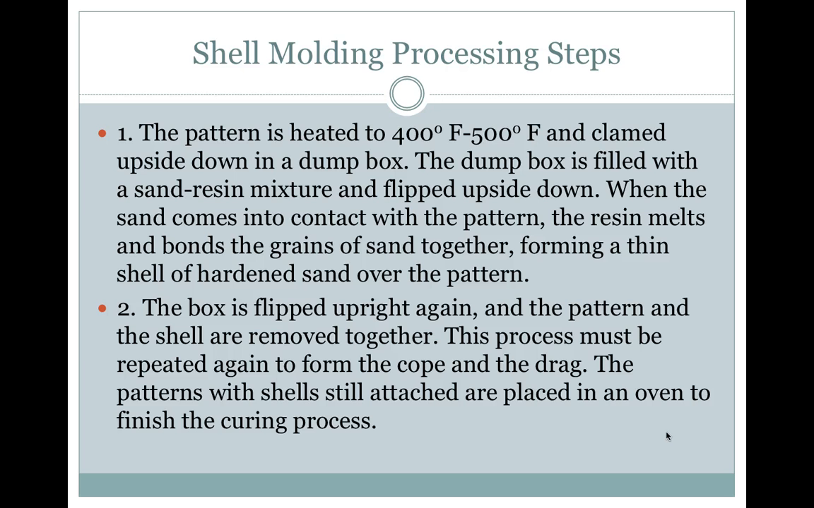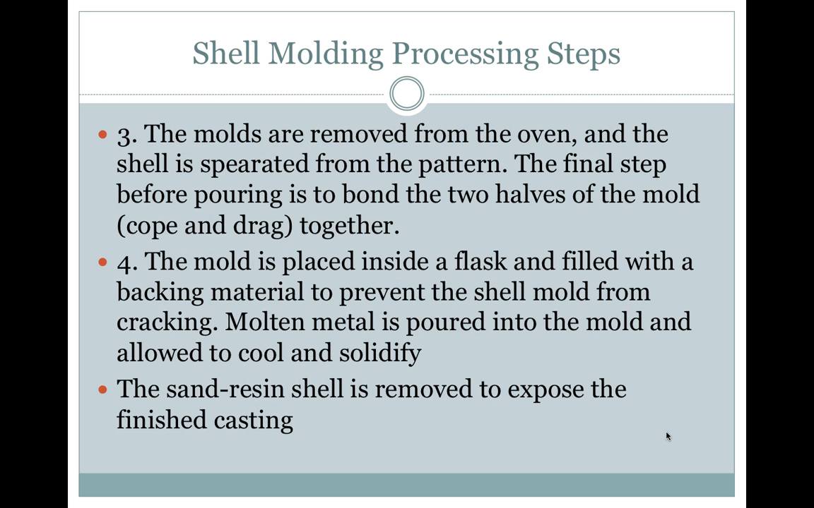The box is flipped upright again, and the pattern and the shell are removed together. This process must be repeated again to form the cope and the drag. The patterns with shells still attached are placed in an oven to finish the curing process. Step 3. The molds are removed from the oven, and the shell is separated from the pattern. The final step before pouring is to bond the two halves of the mold, the cope and the drag, together.